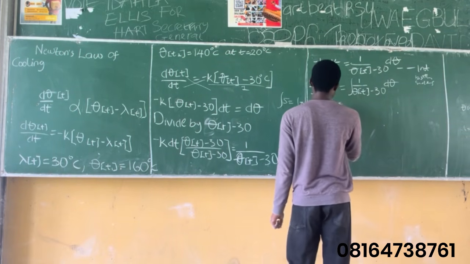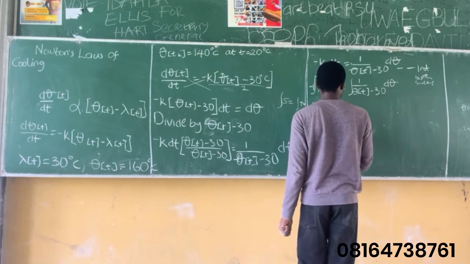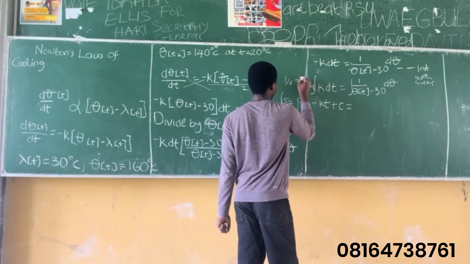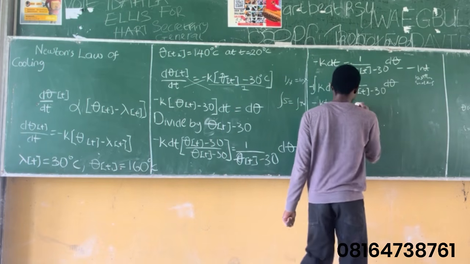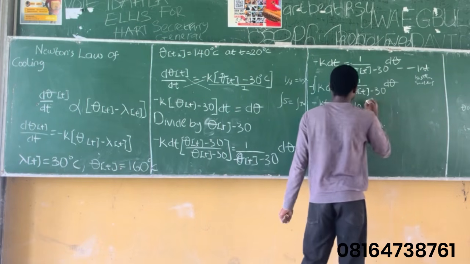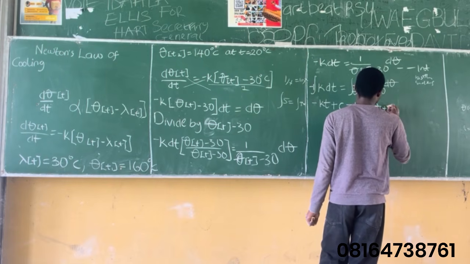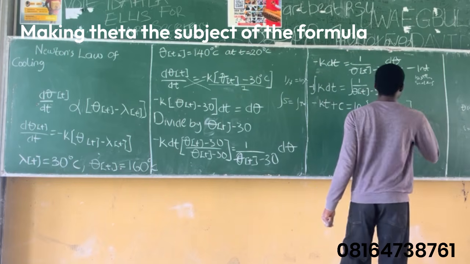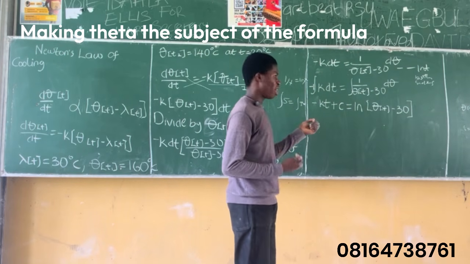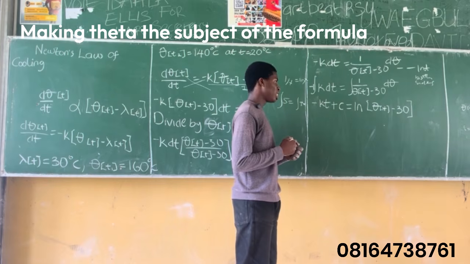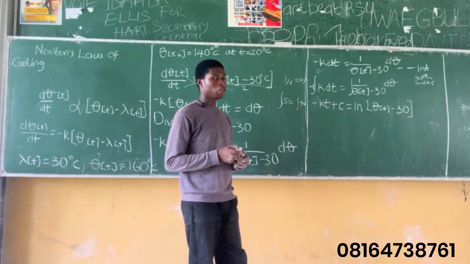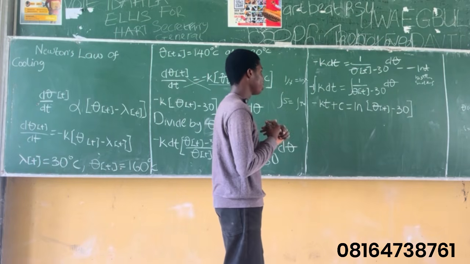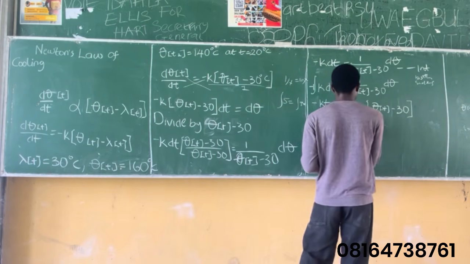So now we are going to add our integrating constant, which is c, and if we integrate 1 over x, it's going to be ln x. So now integrating this is going to be ln of theta t minus 30. So that is the idea we are moving on with. So now we have been able to establish this equation, and we want theta to be the subject of the formula. We want theta to be like the reference point in which we are looking at this whole equation. So now we are going to be taking the exponent in order to eliminate the ln function.